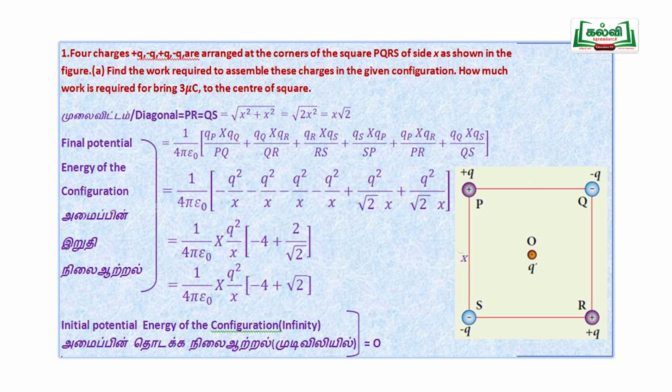In all the terms you are able to see Q square by x is common, you take it outside, so you get the answer 1 by 4 pi epsilon naught into Q square by x into minus 4 plus root 2. Now, what would be the initial energy of this configuration? Since these charges have been brought from infinity, their initial energy would have been 0.